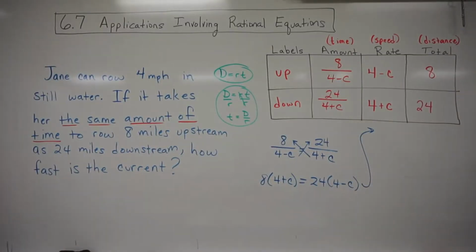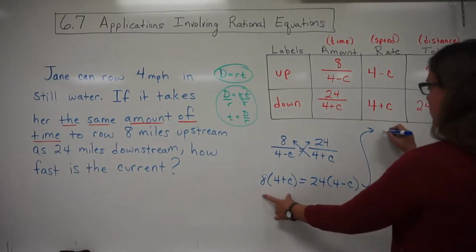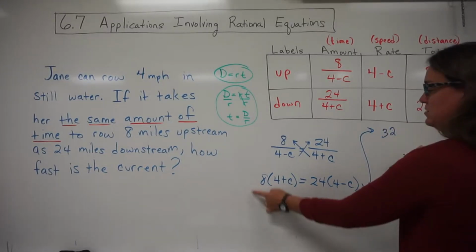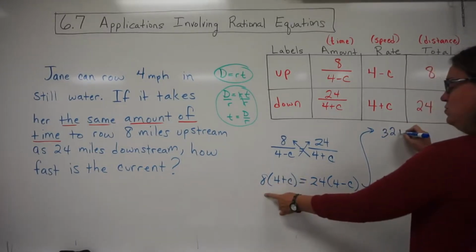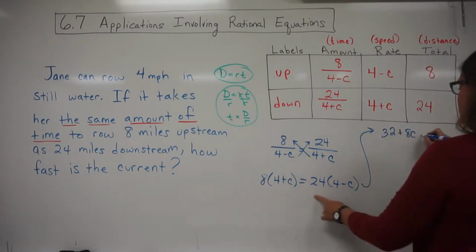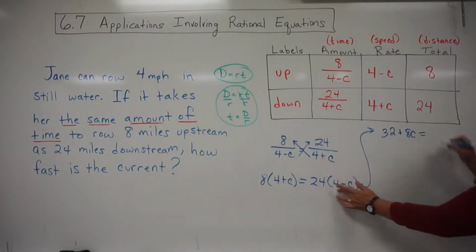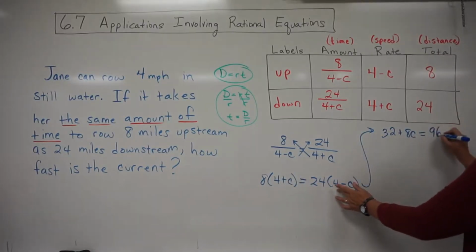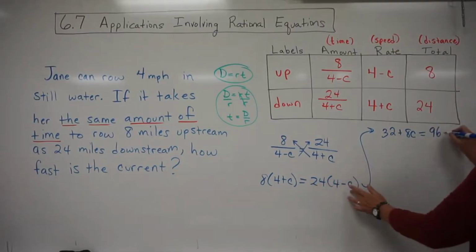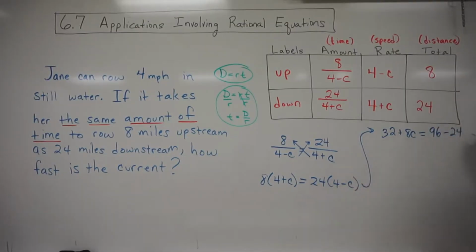When we do the multiplication over on this side, we get 32, right? I'm distributing through. 32 plus 8c is equal to 24 times 4. That's going to give us 96. And then multiplying again, we get minus 24c.